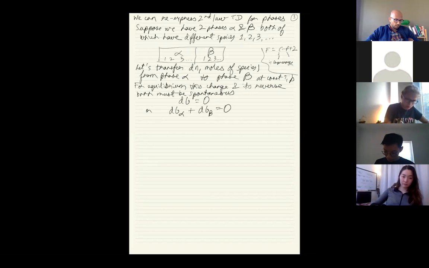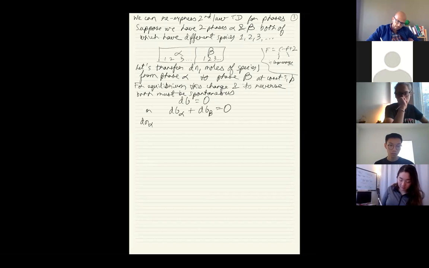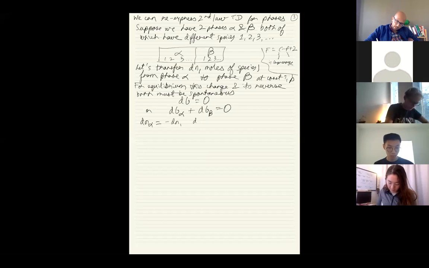Now, if dn1 moles have been transferred from alpha to beta, what does that mean? That means dn alpha, the number of moles that changed in alpha, and keep in mind, we are keeping everything else constant, is going to be minus dn1, and the number of moles that change in beta is going to be plus dn1 because it gained dn1 moles.